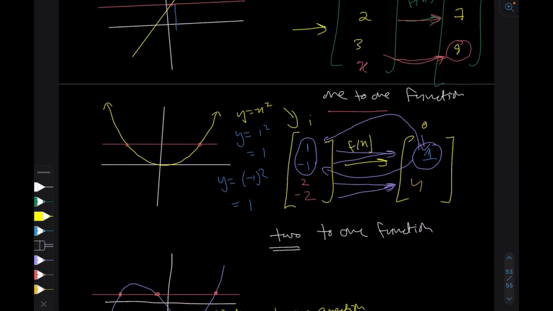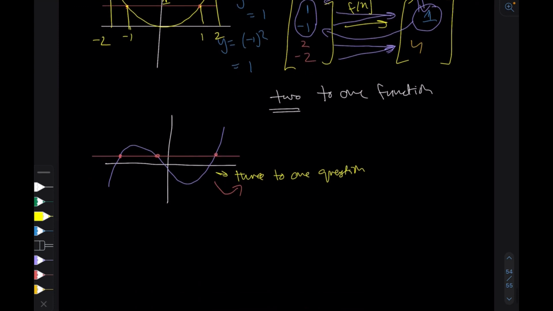And just so that you know the intuition behind it, for example, if this is the value of y equals 1, y will be 1 when x is both negative 1 and 1. If I take the value of y as 4, when y is 4, the x value can either be negative 2 or it can also be 2.